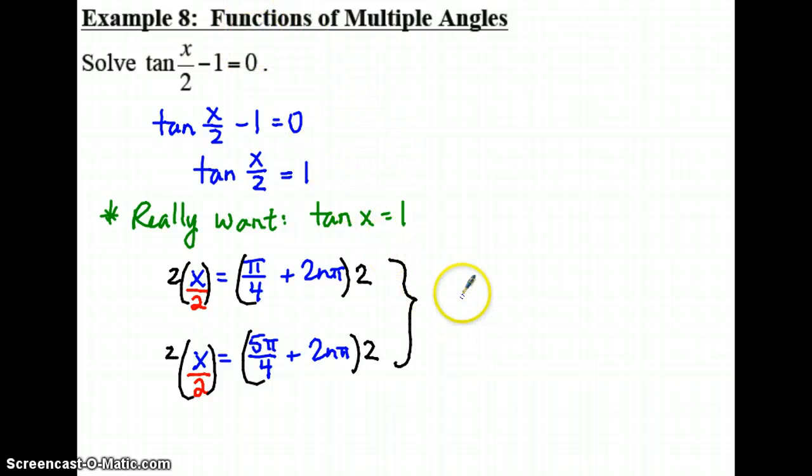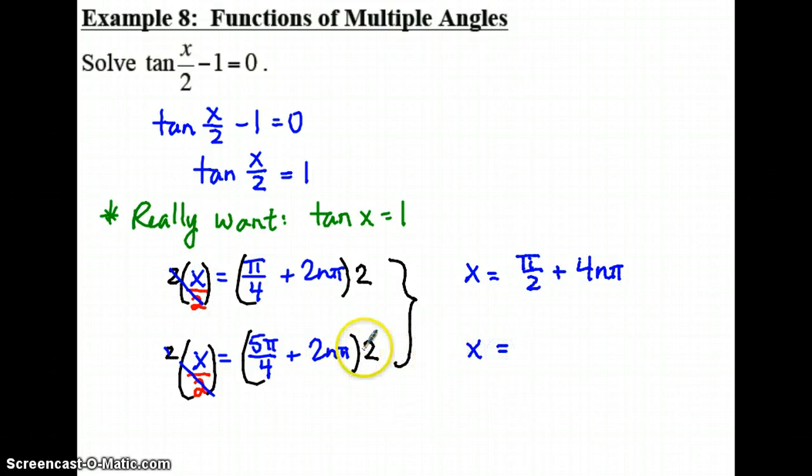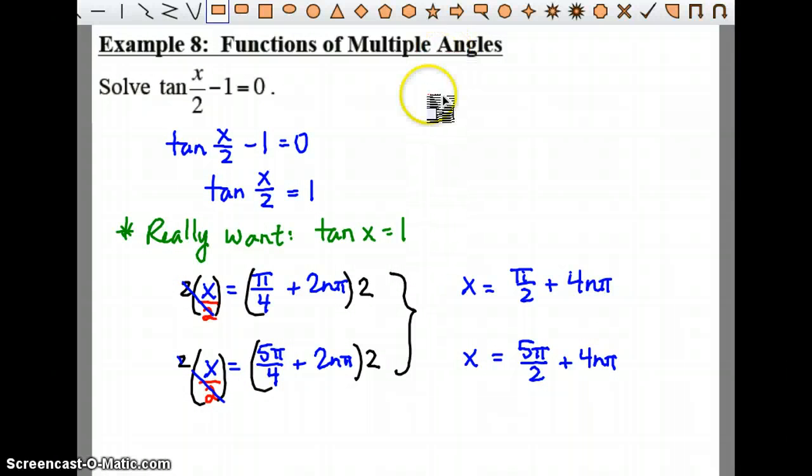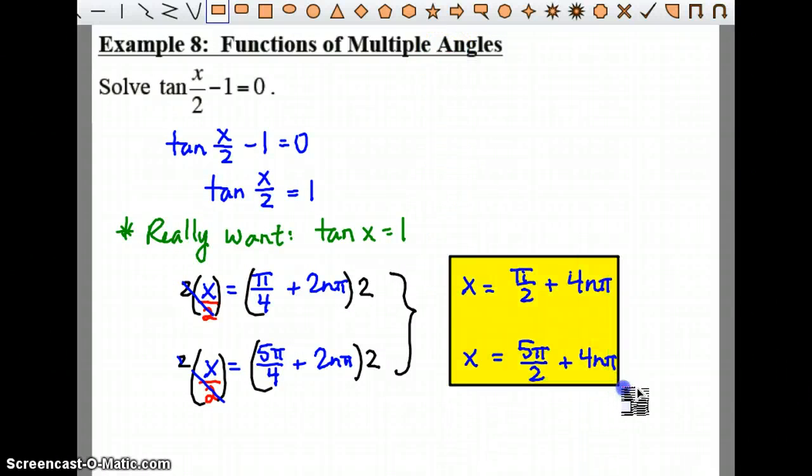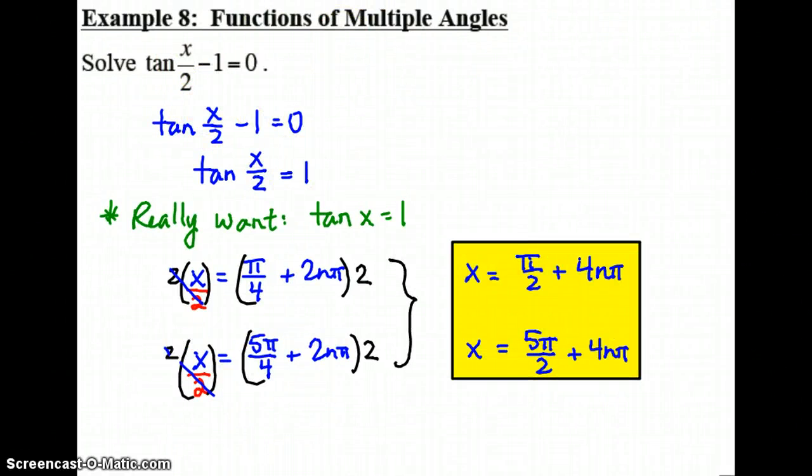x is equal to, because the 2 cancels, 2 times pi over 4 gives you pi over 2, plus 2 times 2n pi gives you 4n pi. And then if you take 2 times the 5 pi over 4, these cancel, so you get x is equal to 5 pi over 2 plus 4n pi. So that's another way you can solve a function that has multiple angles. In this case, you start off with a dividing, so you have to end up by multiplying. Ta-da!